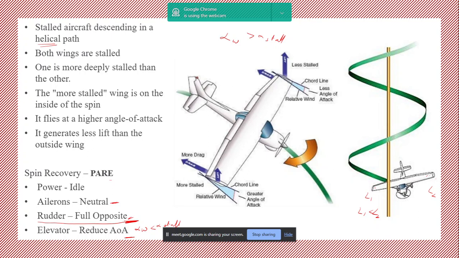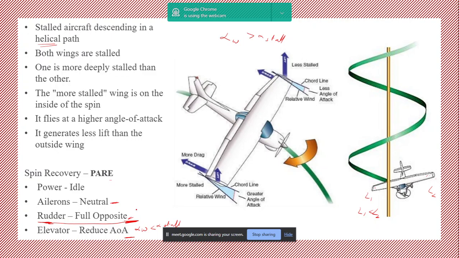Okay. And how do you recover from it? You set your power to idle, make your ailerons neutral. Then the most important step, rudder, you deflect it completely in the opposite direction. Then to ensure that your aircraft is no longer stalled, you deflect your elevator.